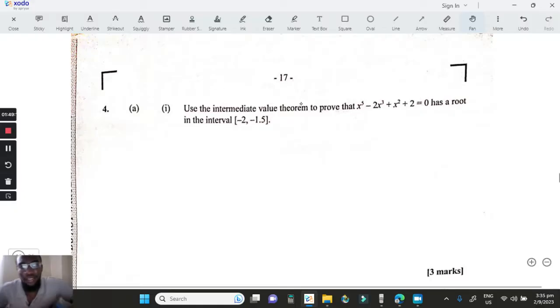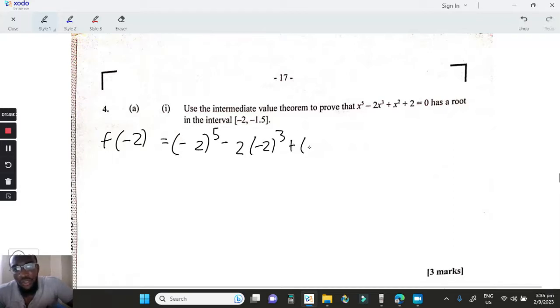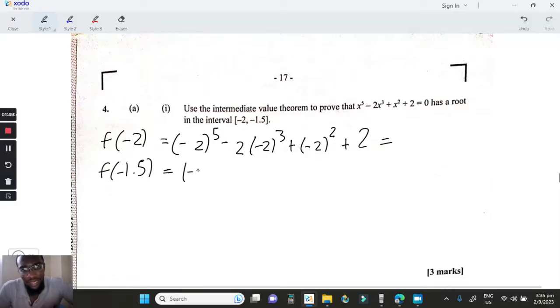So now this part says, use the intermediate value theorem to prove that it has a root on this interval. So if it has a root on that interval, then first, f of minus 2, I'm just calling this function f, is going to be minus 2 to the 5th power minus 2 times minus 2 cubed plus minus 2 squared plus 2. One should be greater than 0 and one should be less than 0. That's what we know. That's the IVT. And I'm going to put both in the calculator. I'm just working this out real quick.